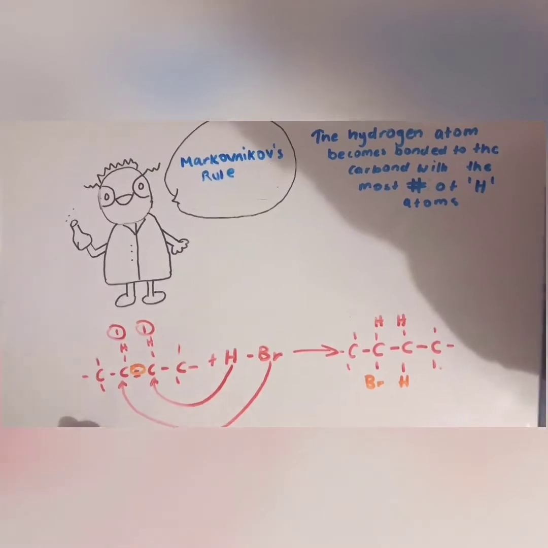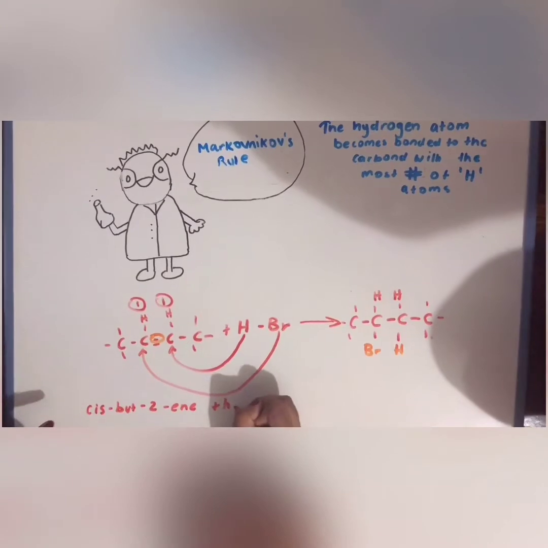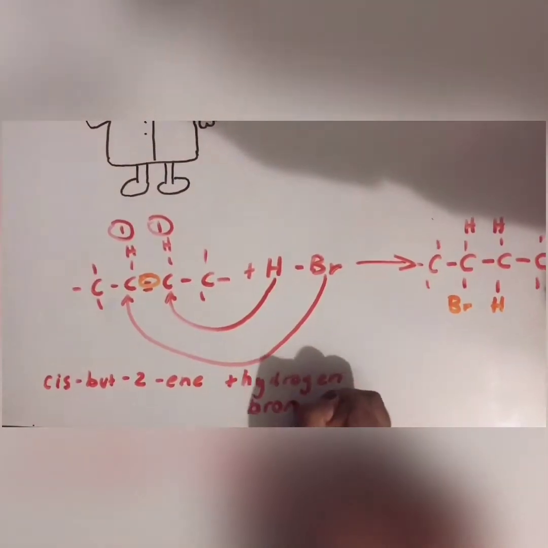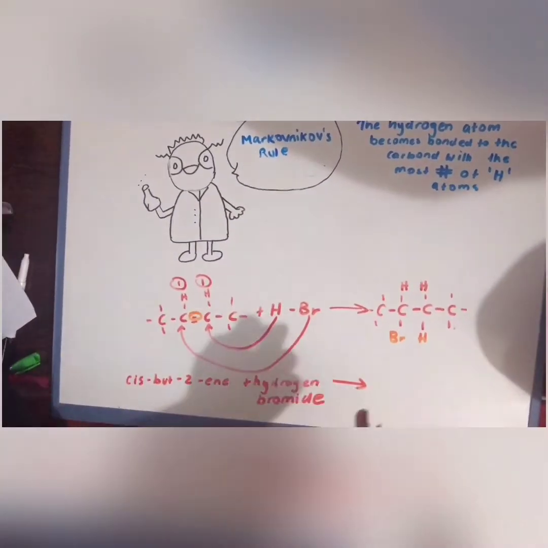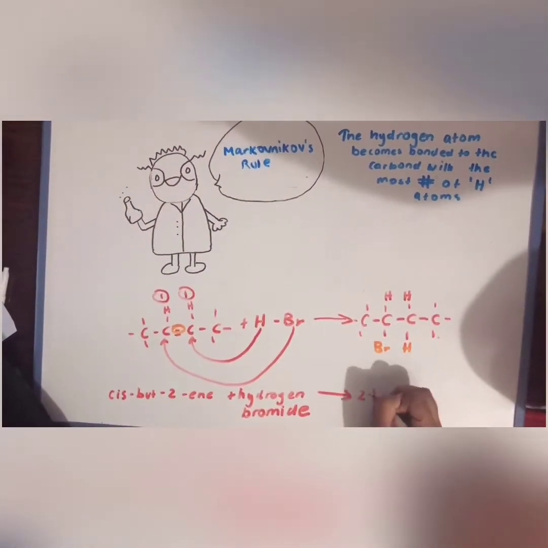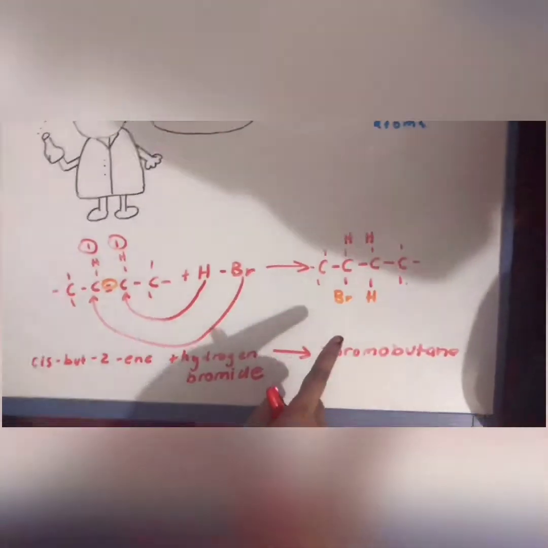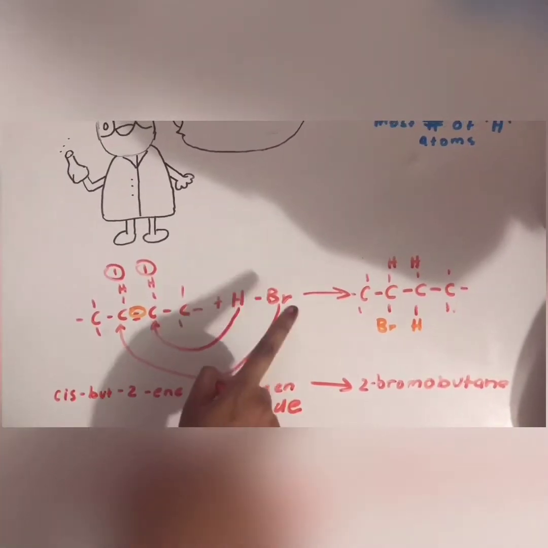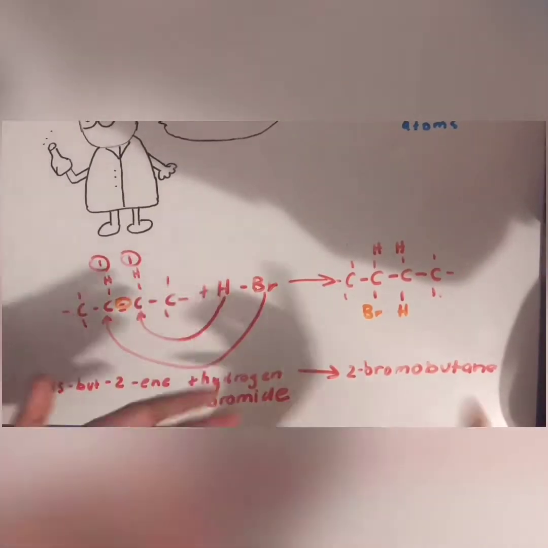So let's write the word equation. So it's going to be cis-butene and hydrogen bromide. Again, there is no catalyst. This is going to be forming the product of 2-bromobutane. In this reaction, it doesn't matter if the hydrogen goes to carbon number 3 and the bromo goes to carbon number 2, because there is a rule that the branch should get the lowest number.